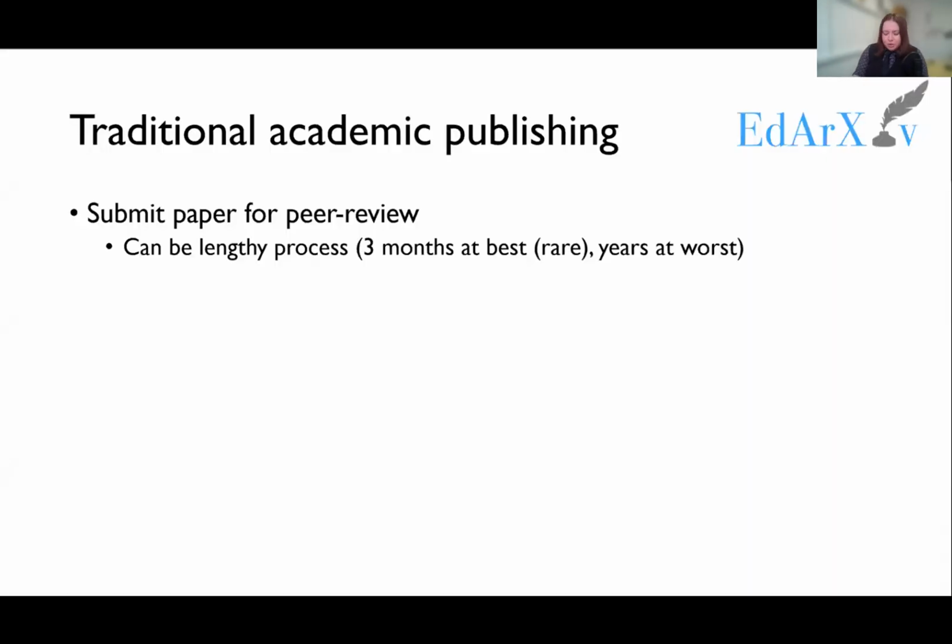Okay, so for those of you who aren't aware, the process of getting a research paper published in the traditional model is that you would submit your paper once it's finished for peer review. So you put in your paper, and typically maybe 3 of your peers, 3 experts in the field, will review the paper and look at it for theoretical and methodological robustness. This process can be very, very lengthy. I think at best you're looking at about 3 months. At worst, you're looking at years.